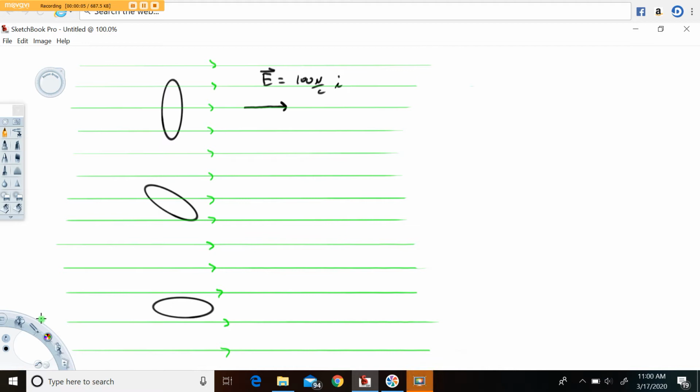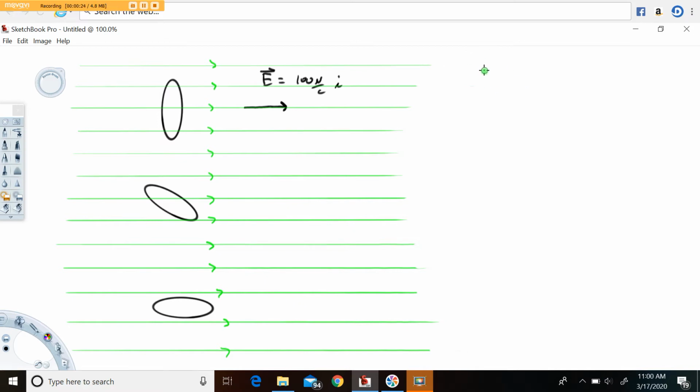I'm making this video here to talk about a concept called flux. And we're going to talk about two kinds of flux. We're going to talk about electric flux created by areas in electric fields, and we're going to talk about magnetic flux. So we're going to start with this example here on the left.